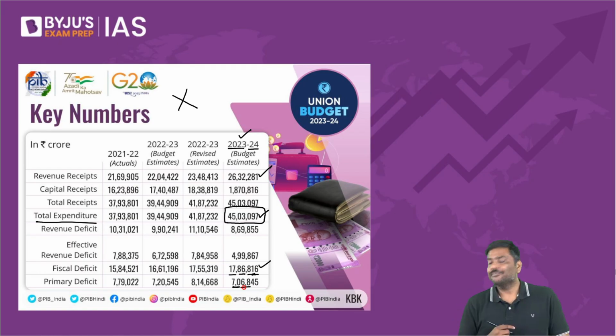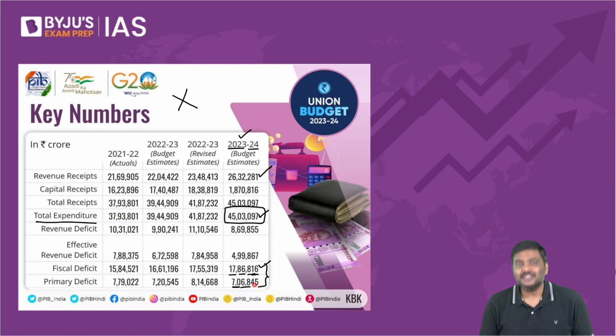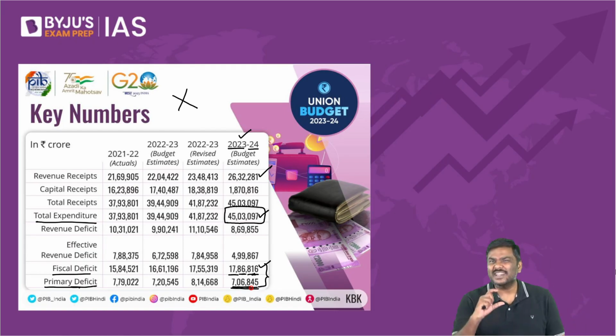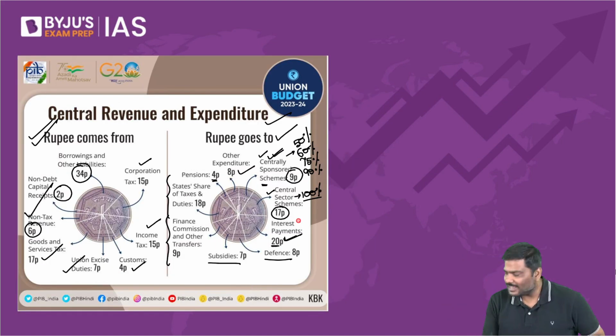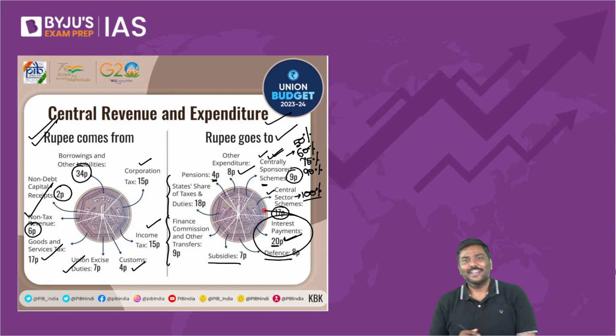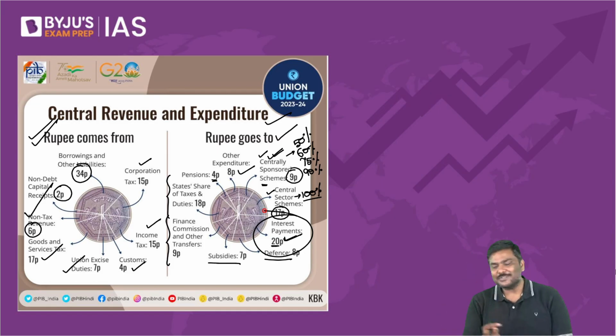Now, please tell me, can we make certain inference here? What is the inference? If primary deficit is 7 lakh crore rupees, it should make perfect sense to you. If fiscal deficit is 17.8 lakh crore, primary deficit is 7.06 lakh crore rupees. What is the difference between both of them? Around 9 to 10 lakh crore rupees. And what was the 9 to 10 lakh crore rupees that we have discussed earlier? Is it not interest payment? Yes or no? Is it not interest payment?